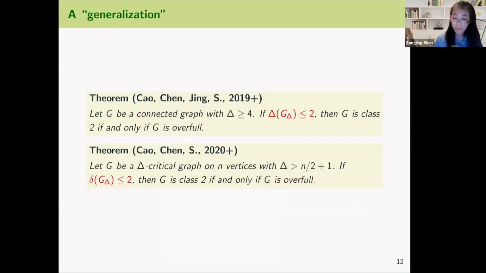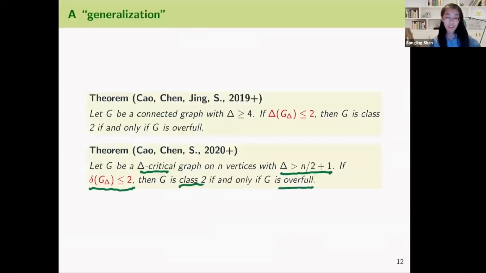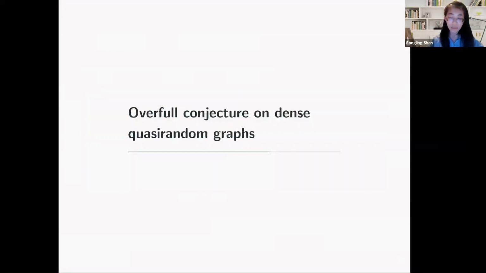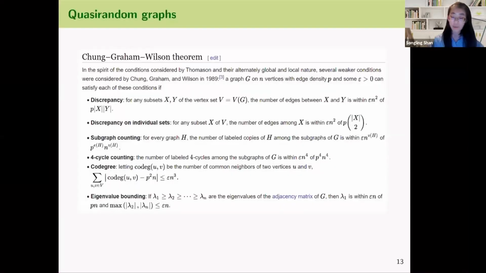And as a generalization, we also proved that as long as we have a delta critical graph, which has maximum degree bigger than half n plus 1, and the minimum degree of the core is at most 2, then the graph is class 2, which also implies that the graph is overfull. Okay, so this is the part on the overfull conjecture on graphs with a small core degree. So next, I will move on to the restriction of the conjecture to dense quasi-random graphs.